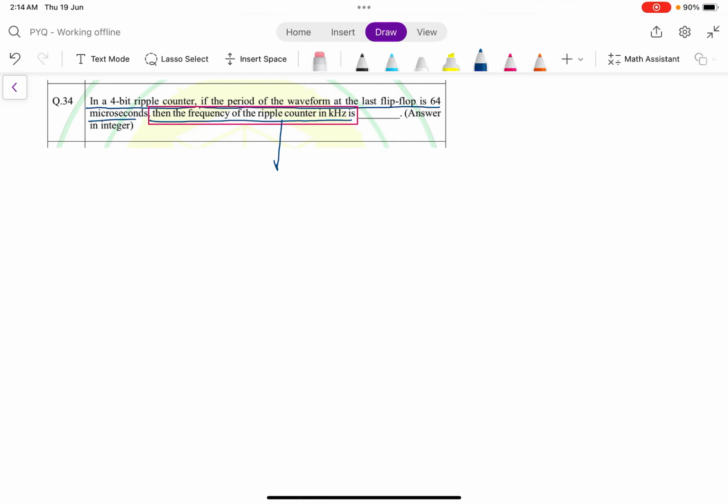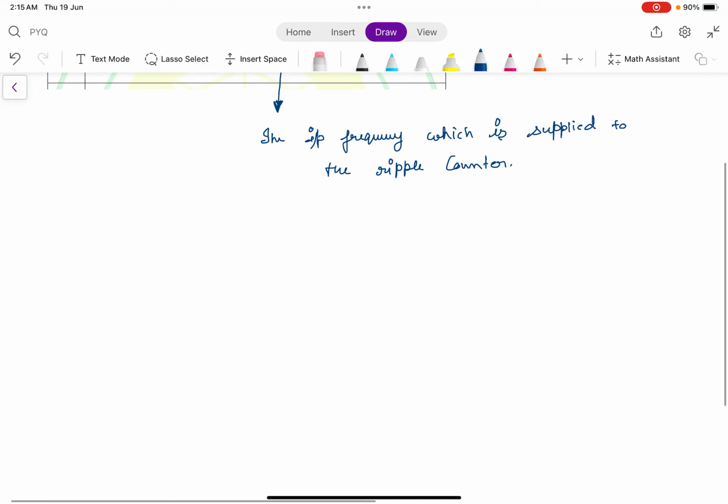It is asking for the input frequency which is supplied to the ripple counter. Now let's draw the ripple counter and see what we get the answer.